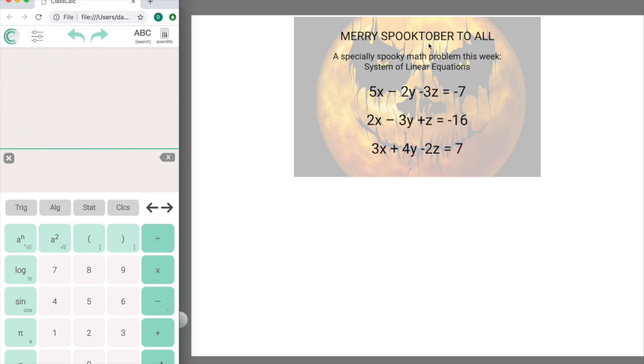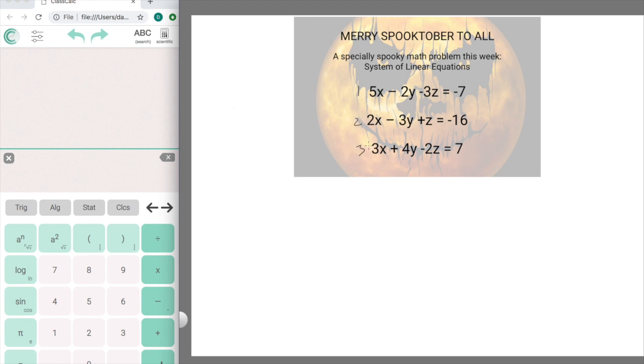So our special Spooktober math problem this week is this system of linear equations, where we have these three equations, and we've got to basically solve for x, y, and z. Now in math, there's a general rule, and I say general because it doesn't always apply, but in 95% of situations, if you have a certain amount of variables to solve, you need that same amount of equations. So here we can see we have x, y, and z. We have three variables, and we also have three equations, the first, second, and third one. So we can assume that most likely we'll be able to solve this.